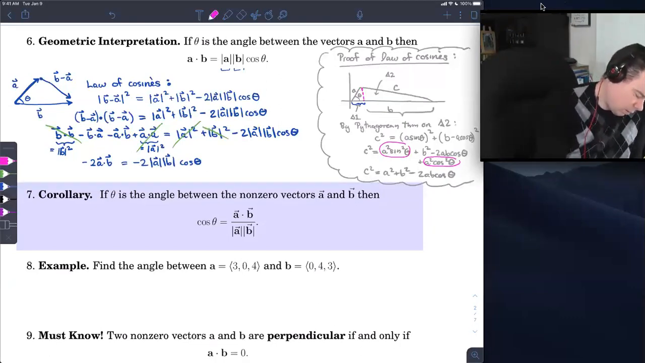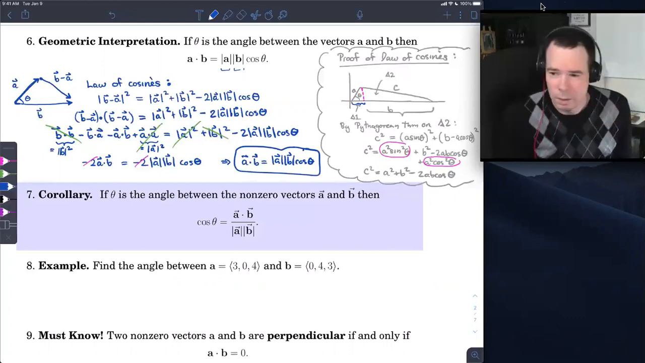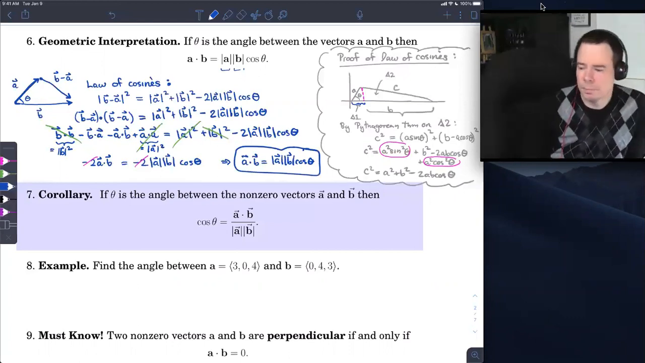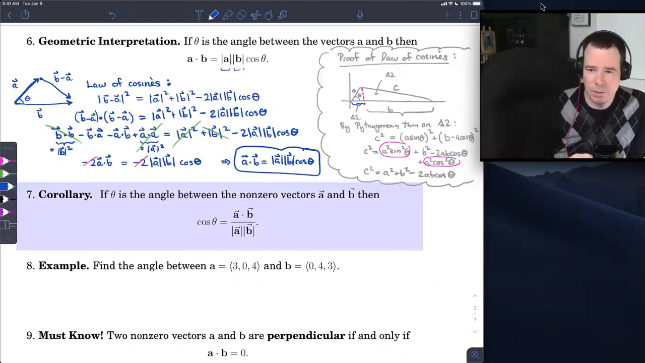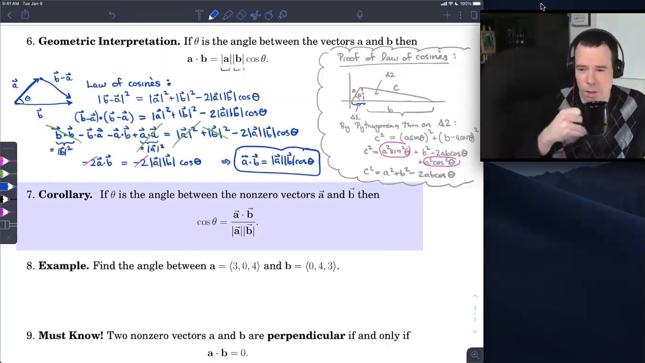And so now I can cancel off the negative 2 on both sides by dividing both sides by negative 2, and we get our result. A dot b is equal to magnitude of a magnitude of b cosine theta. And so that's what we wanted to prove. So we define the dot product to be the product of the components all added together. And it turns out that under that definition of how to combine two vectors into a scalar, it's related to the cosine of the angle between them through the law of cosines.